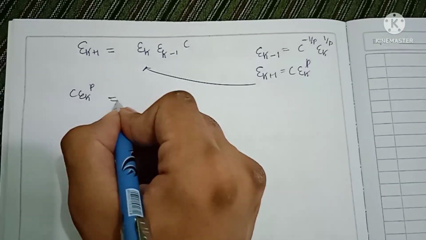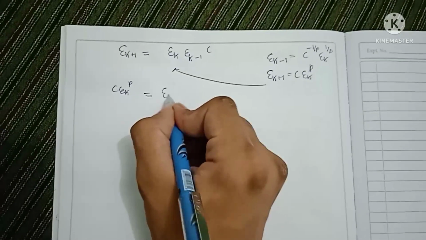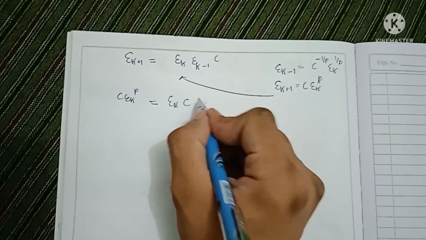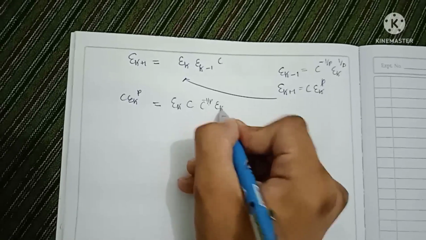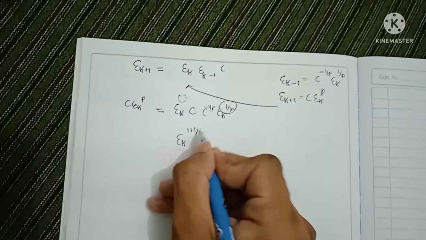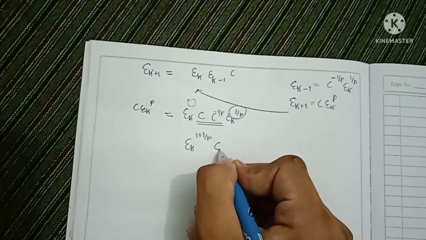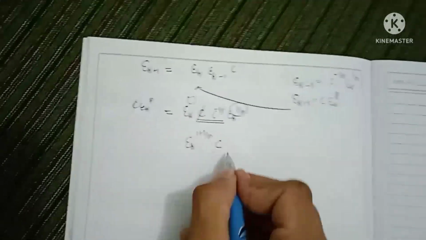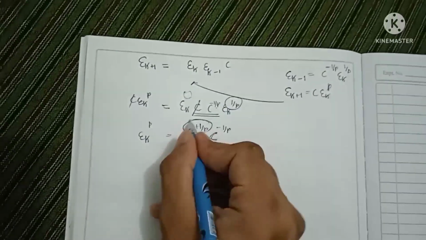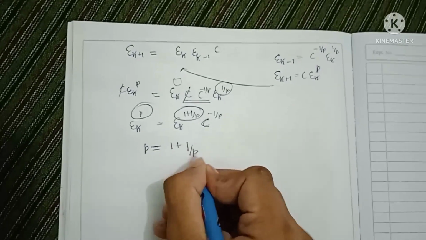Now we would have e^k remain like this, c will remain like this, c^(-1/p), e_k^(1/p). This and this would add: e_k^(1+1/p). c and c would cancel out, and we have 1 + 1/p is equal to p. Now we will simply equate the powers of e_k.